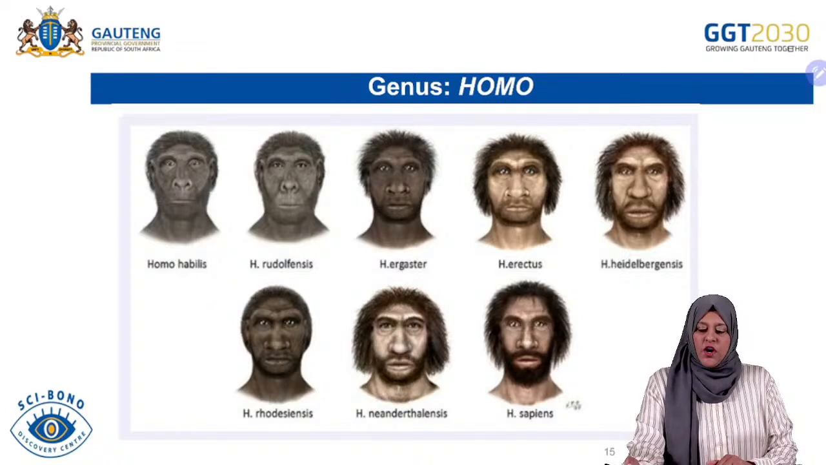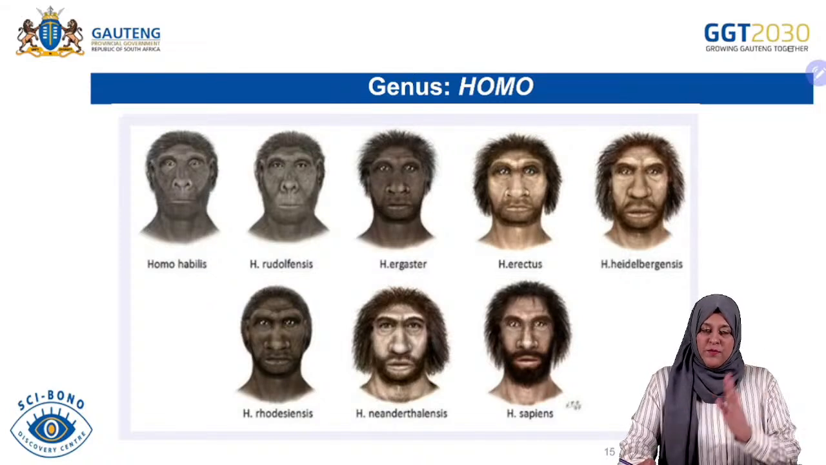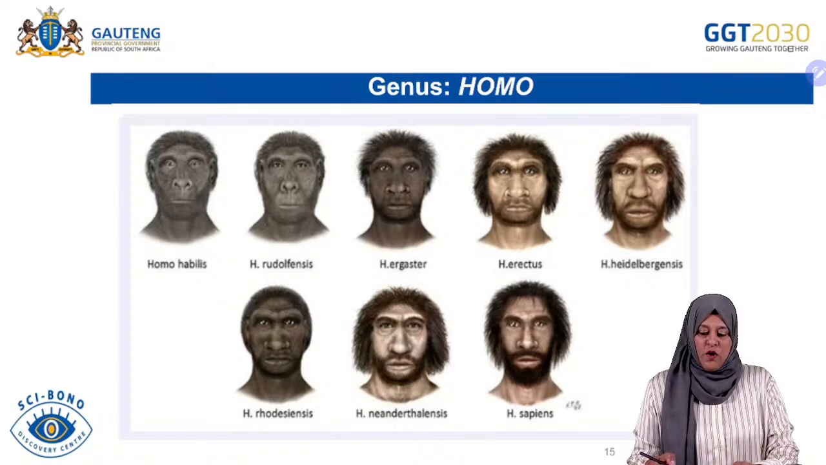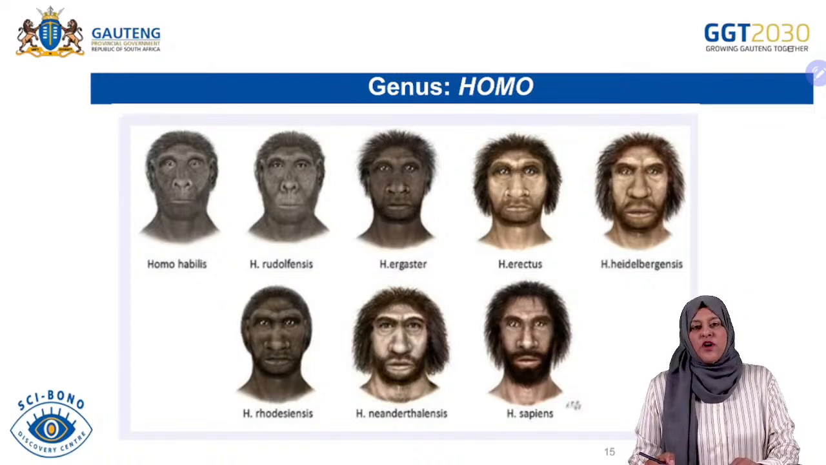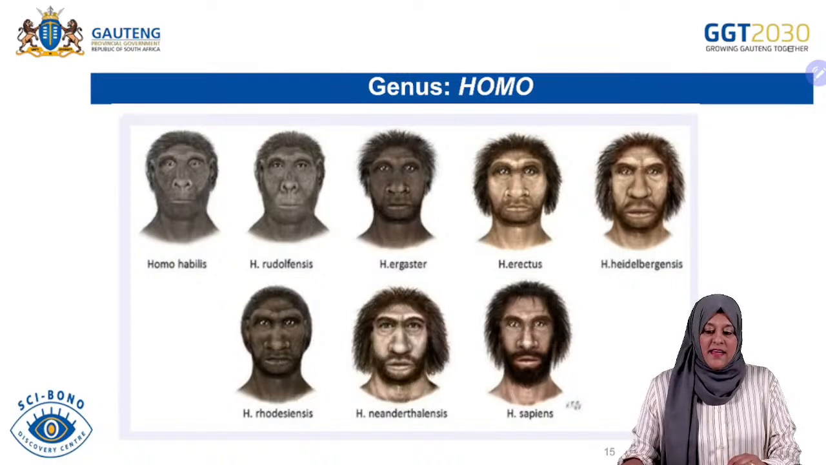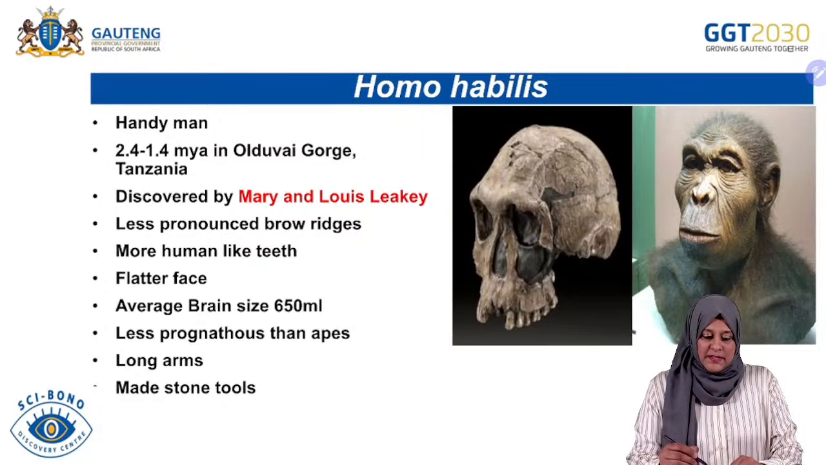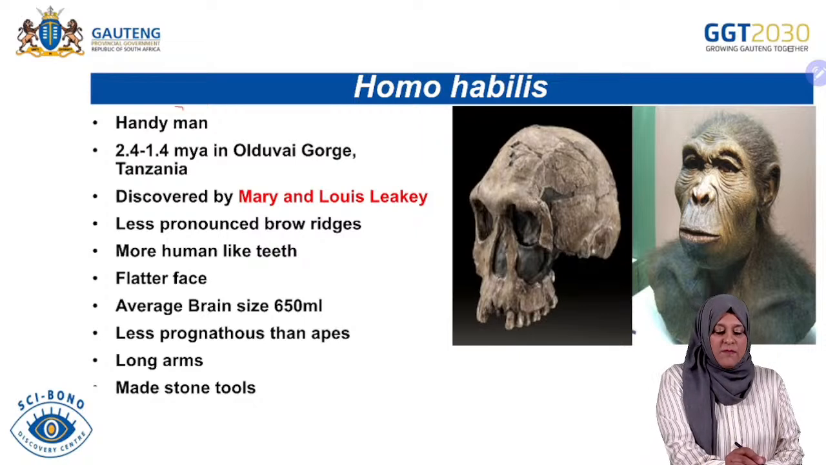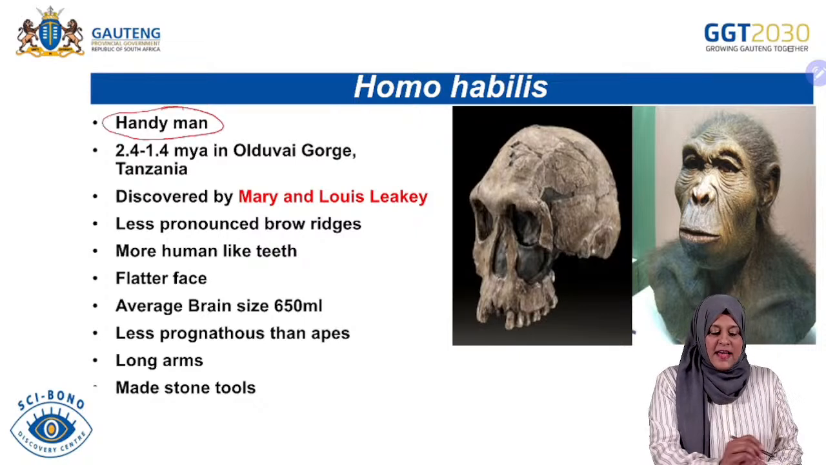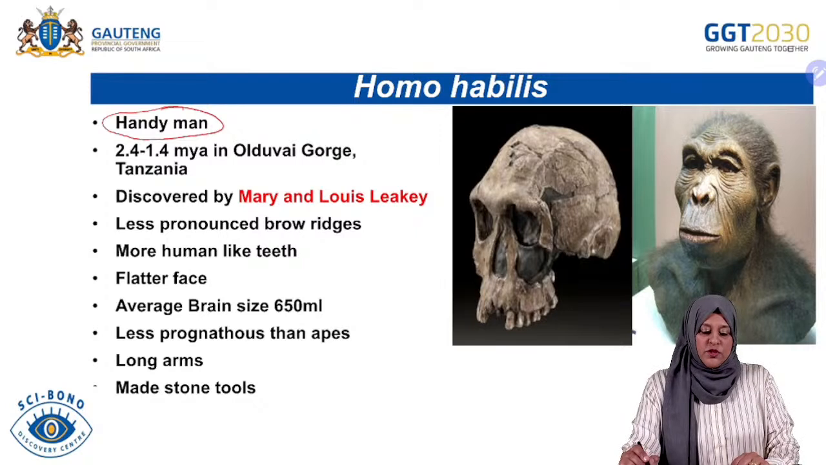Now we look at the genus Homo. So we're moving on now and we're progressing to the genus Homo that appeared in Africa approximately 2.2 million years ago. These were bipedal and they had a much larger brain size than the Australopithecines. So we're going to look at Homo habilis. Homo habilis had the nickname of the handyman, right? And they lived from 2.4 to 1.4 million years ago in the Olduvai Gorge in Tanzania.